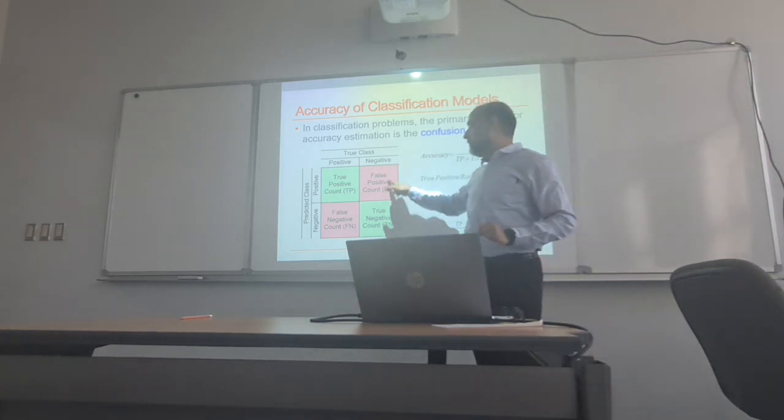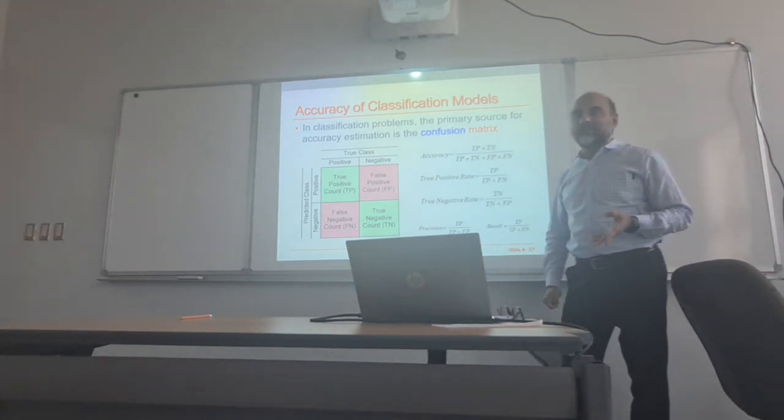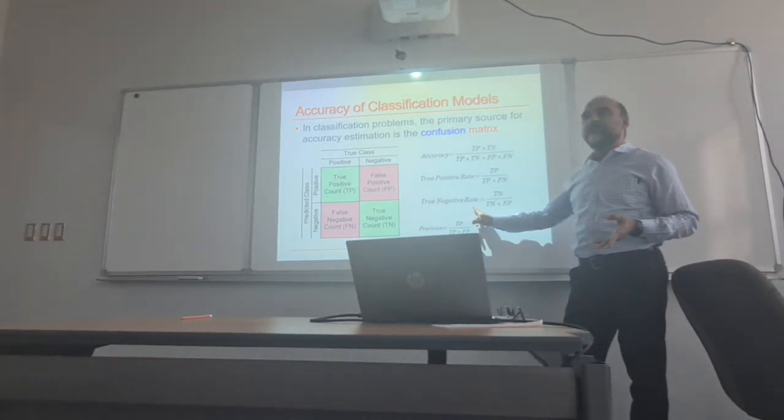And the other one, you can see how many times it correctly said no when it had to say no. And this is called the true negative rate.